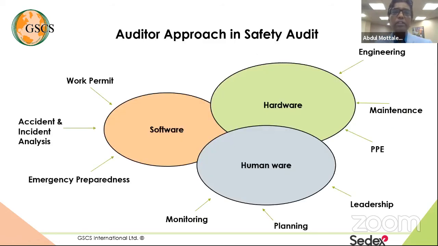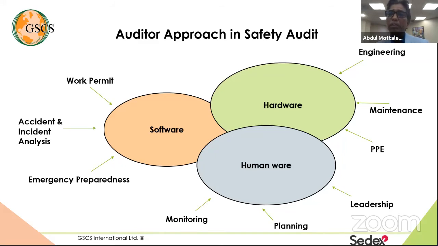If we go to the next slide, we can see in detail how this auditor approach works during the health and safety audit. There are three aspects the auditor always looks for. One is software-related issues: the work permit, accident and incident analysis, and emergency preparedness. Then the human-ware problems, like monitoring, planning, and leadership. And then hardware-related issues: engineering issues, maintenance issues, and finally personal protective equipment.